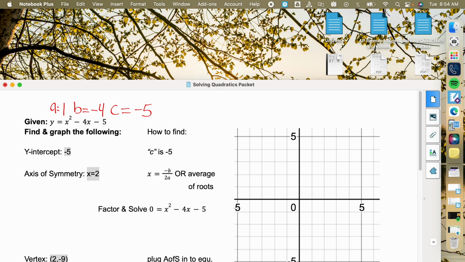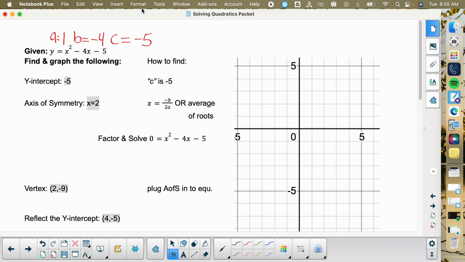Do we have a brave soul that wants to come up and draw where -5 would be on the graph? Rather than choosing somebody to come up here? Ellie? You're not a brave soul? I know you're a brave soul. I just don't know what to do. Oh, do you want some help? Yeah. I can help you out. Nice job, thank you.